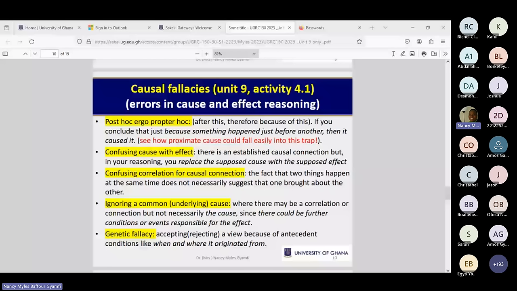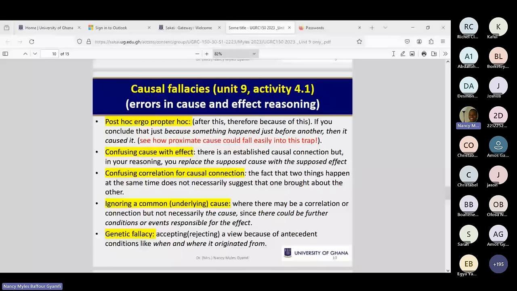Now, please tell me, and I want chorus answers again, the various methods of explaining or diagnosing the possible causes of an effect, at least according to what J.S. Mill feels. What are they? I want chorus. Method of difference, agreement, concomitant variation, joint. Well done.